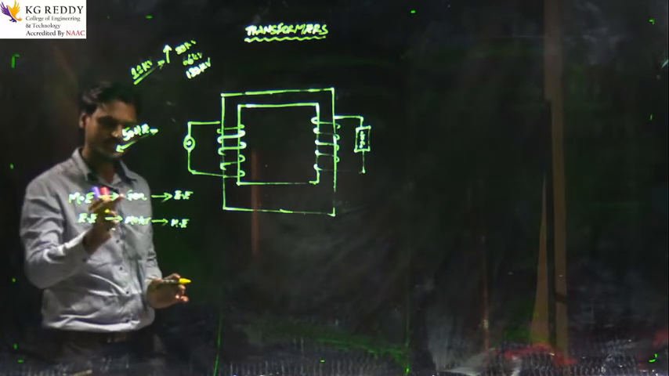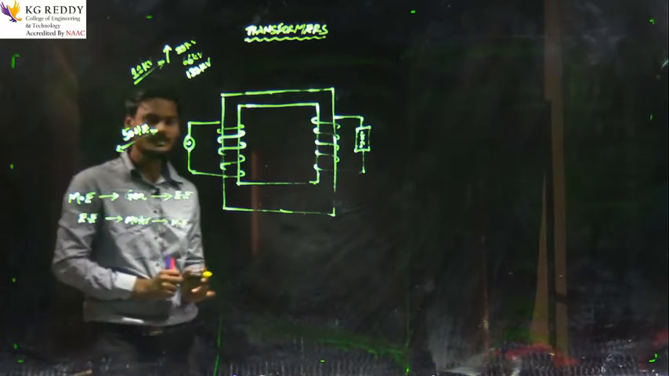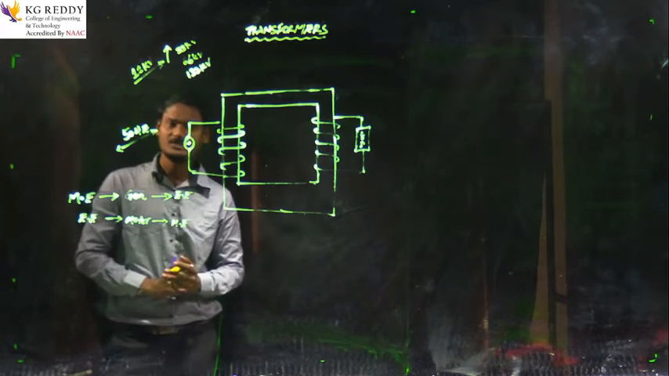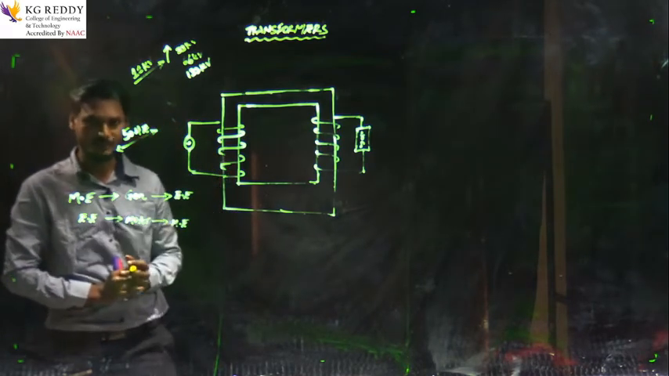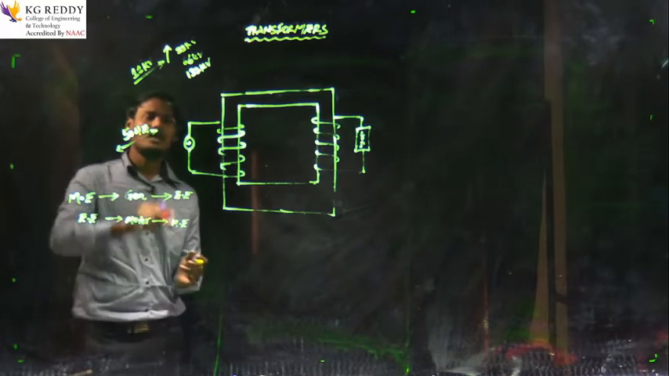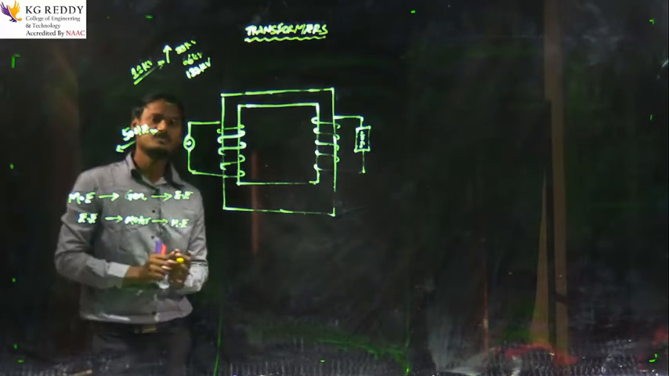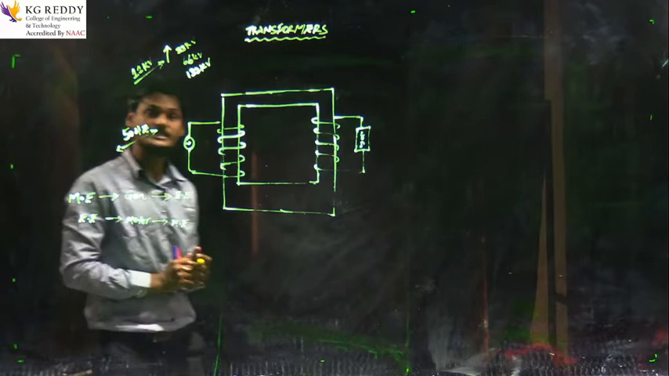Only generator and motor can be considered as electromechanical energy conversion devices. So this is very important now. And next, the transformer is also treated as a constant power device.